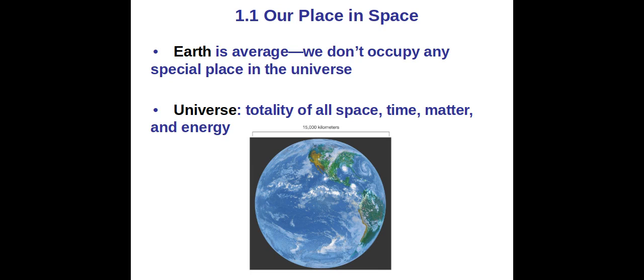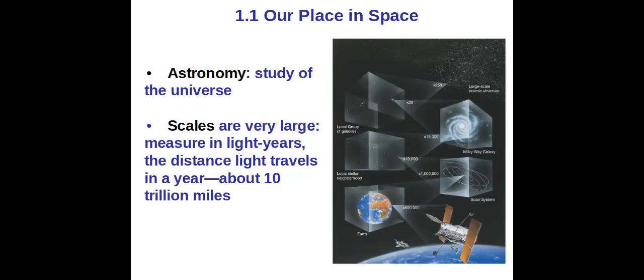So Earth is very average. We don't necessarily occupy any special place in the universe. A universe is the totality of all space, time, matter, and energy. One of the interesting things about this definition is that it pretty much rules out the possibility for multiverses. So, just a thought.